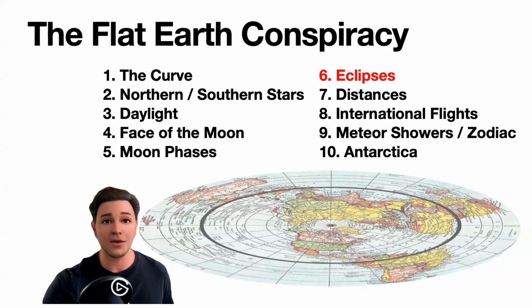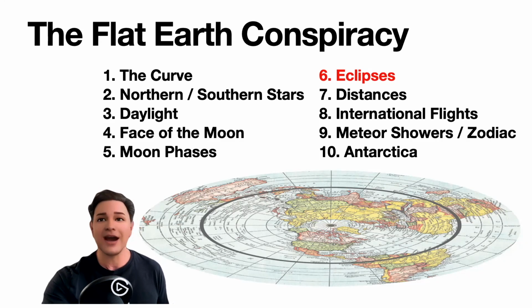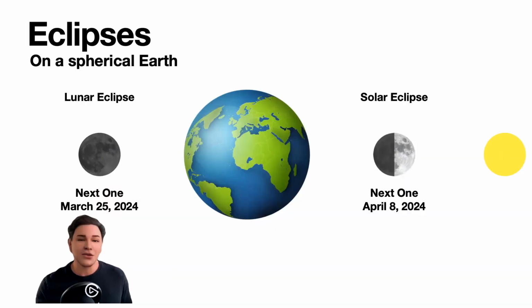So this is episode number 6, Eclipses. How do lunar and solar eclipses prove that our Earth is a sphere? Let's dive in. So this is how we explain lunar and solar eclipses on our heliocentric model.